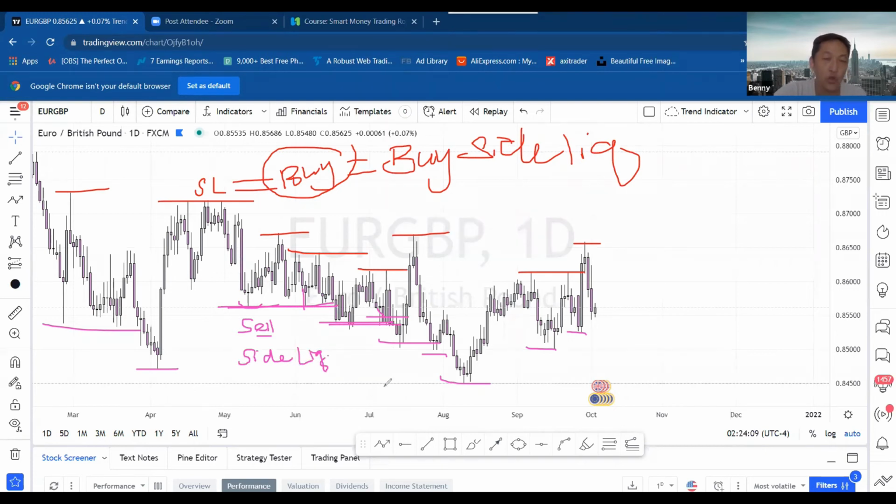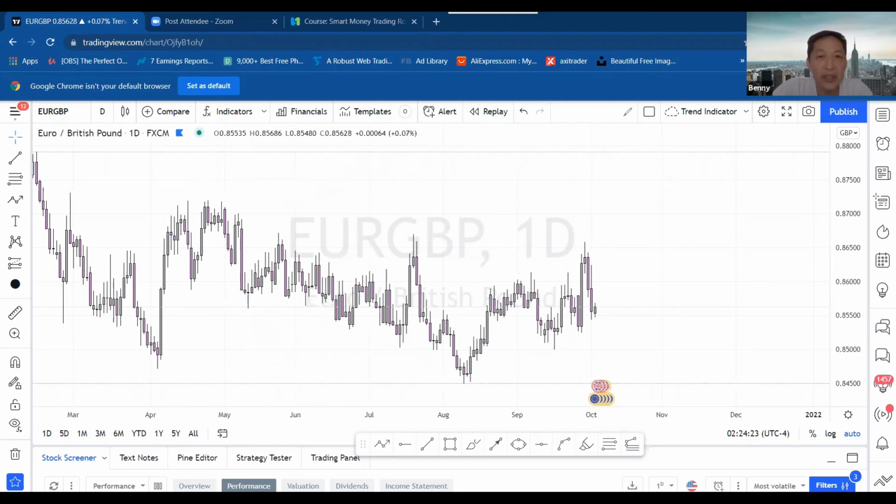Okay, so this is the terminology we're going to use from now on. Buy side liquidity, sell side liquidity. Understand that. So we know that when the bank wants to move the market, they need liquidity. From this chart alone on a daily time frame, I can see that it's already turned bullish, so I would like to look for a long, based on the higher time frame trend.